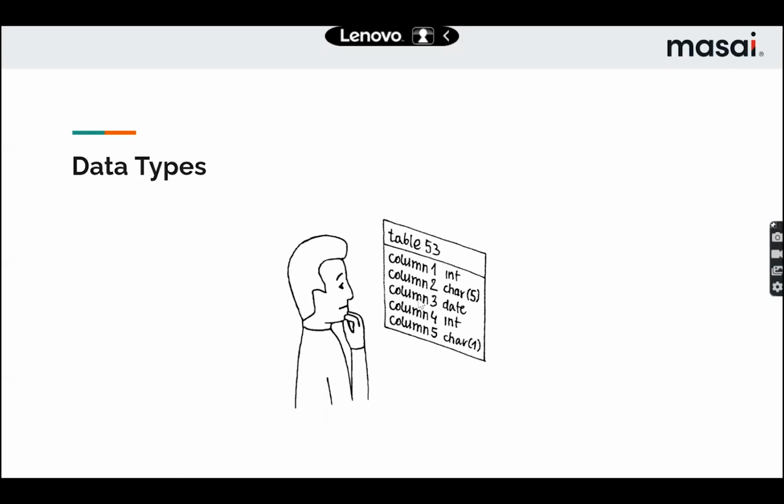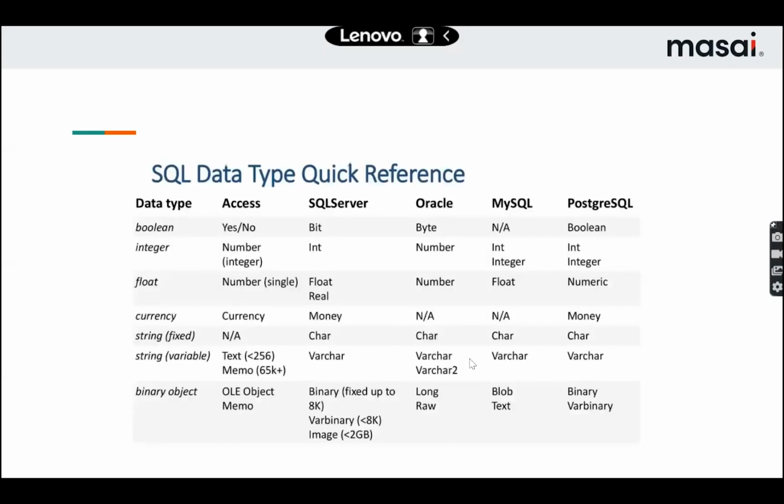Okay, in column 3 you are actually storing the date. SQL has its own data type to store the date. Column 4 is basically integer, column 5 is char 1. So you have to make this decision while creating the table. Here is a quick reference of SQL data types.